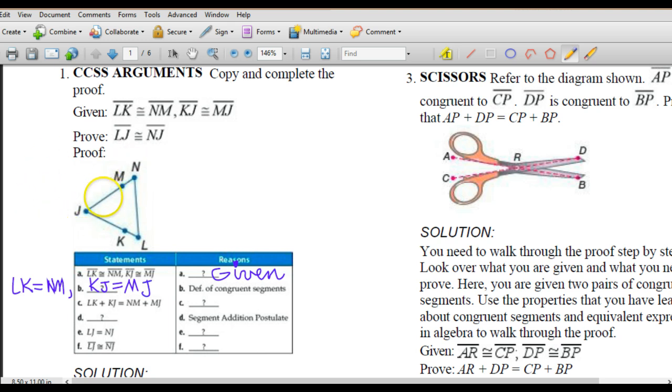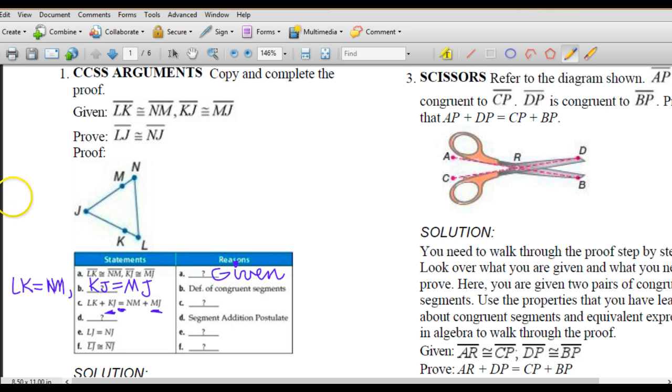Okay, so what's the point of that? Well, that's so that I have equations instead of congruent statements. So with equations, I can apply all the properties of algebra to it. So in the next statement, it says LK plus KJ is equal to NM plus MJ. So if I have KJ is equal to MJ, and there it is right there, KJ is equal to MJ. Just like with an equation, when you have an equation, if you add something to one side, you have to add something that is equal to the other side.